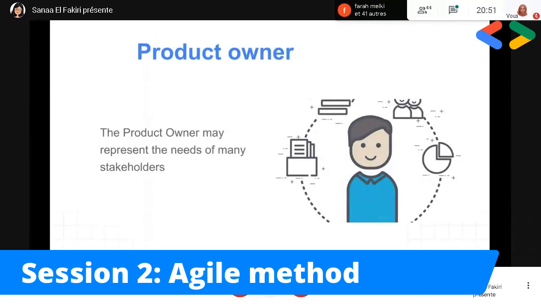What the product owner is accountable for is maximizing the value of the product resulting from the work of the Scrum team. How this may be done widely varies across organizations. The important thing is that he should really maximize the value of the product.